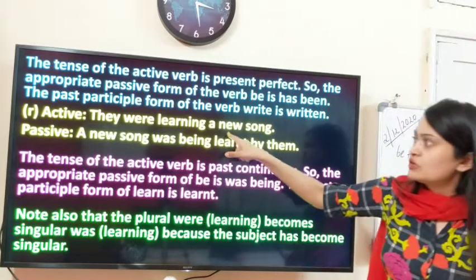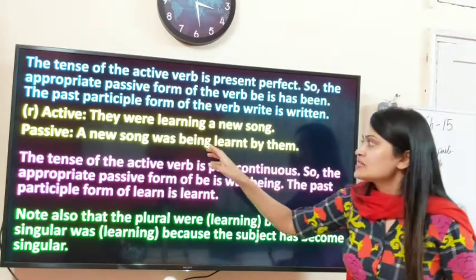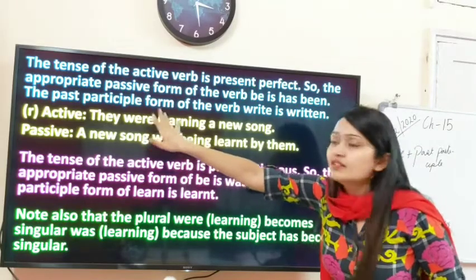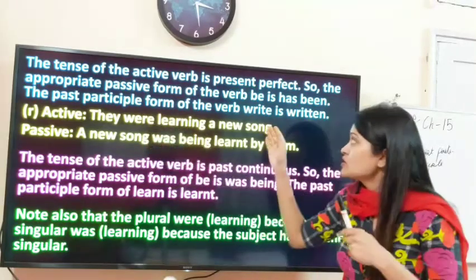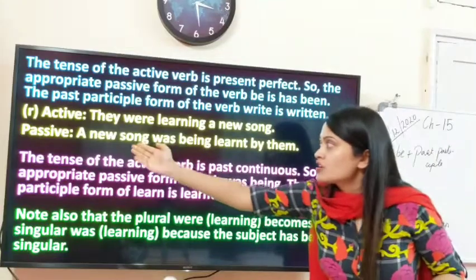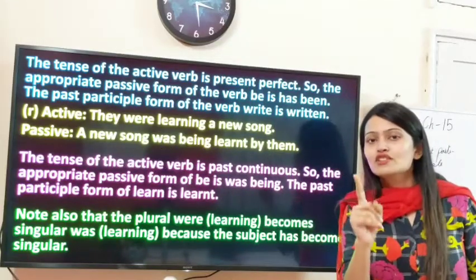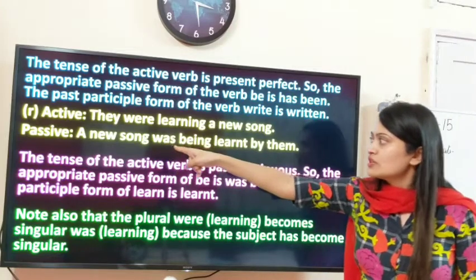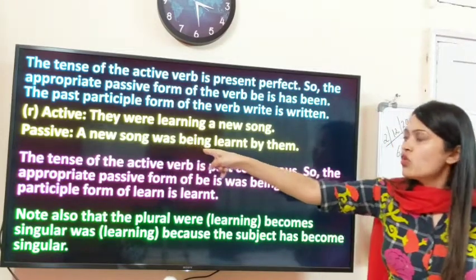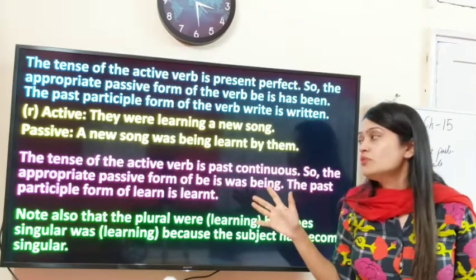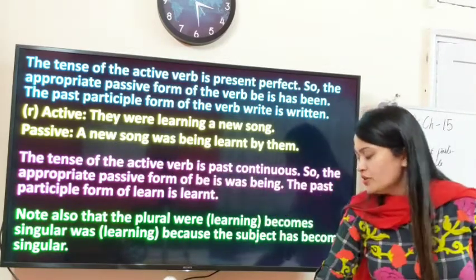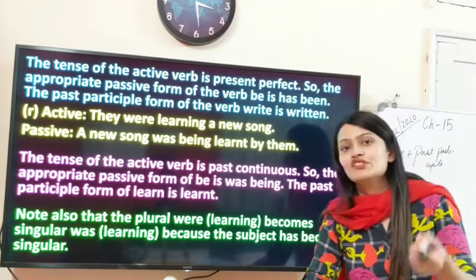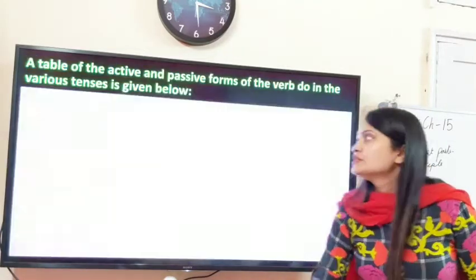Here they are trying to tell about this example, children, that when we were talking about the learners, they were learning, that's plural. But when the object went in front, song is just one single song, right, children? So we've changed the plural to singular. That is, a new song was being learned. We are not talking about plural because we are talking about a single song over here. Okay, we have to keep the singular and plural point in mind while changing active to passive.